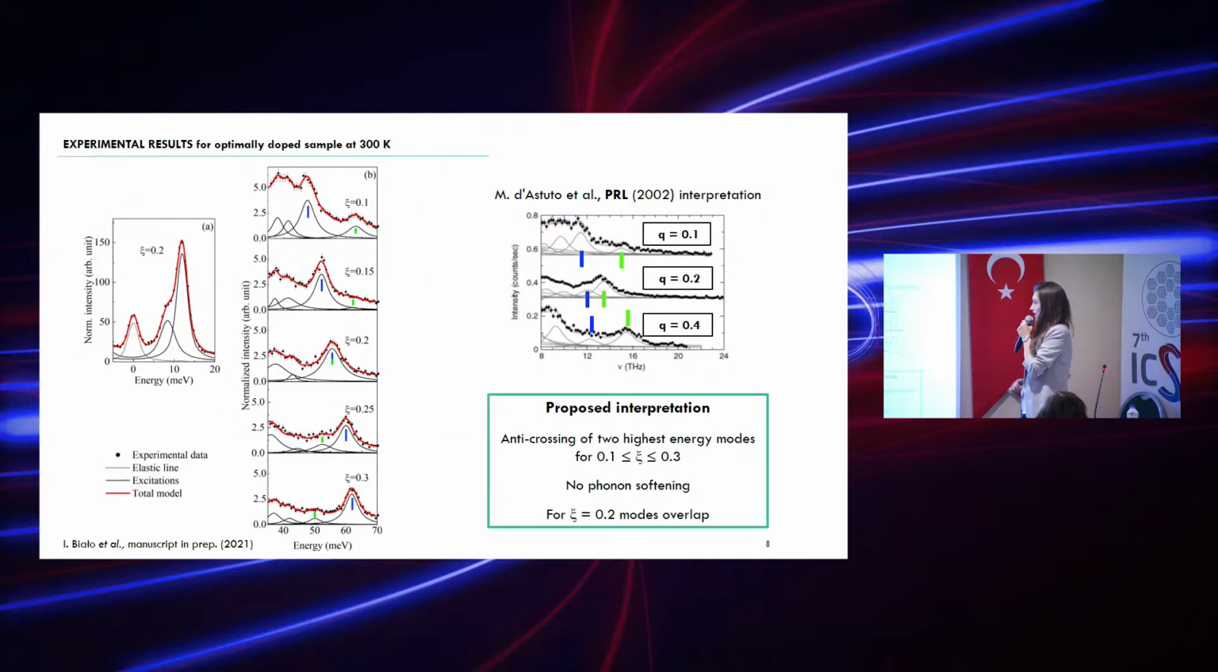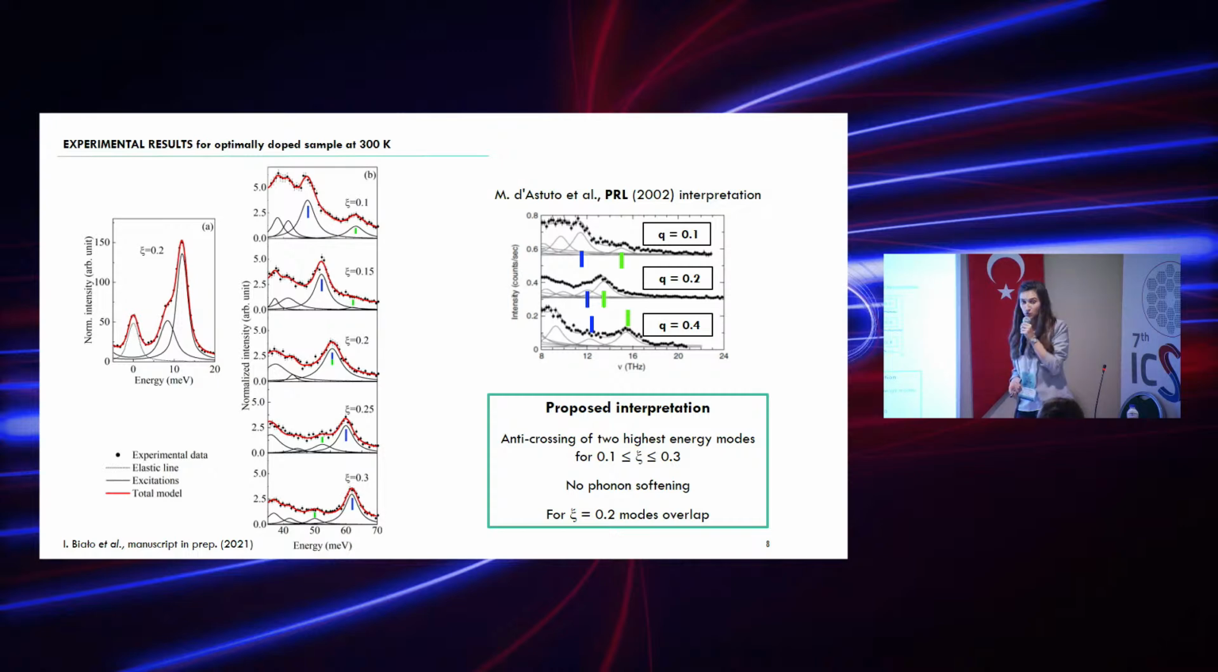And that's an example of our results. Results for the optimally doped sample at 300 K. This part is a part of the acoustic phonon modes, and the middle panel is for optical phonon modes. And here we also have the green and the blue mode. The green mode is shifting in energy towards lower energies, while the blue mode is shifting to higher energies, going up with Q vector. So it means that these two modes cross at a point around 0.2. They overlap at this point.